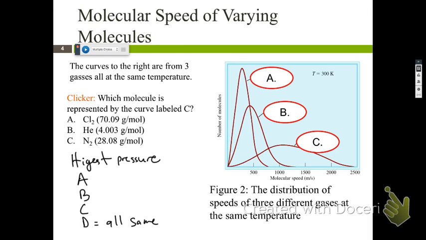So the formula PV equals nRT. So volume is kept constant, the gas constant is constant, and the temperature is constant. So the only thing that changes is n. But all these have the same number of molecules. You're right. Okay. So why might someone choose A, or why might someone choose C? Either one of those. We have a decent number of people on both of those answers.